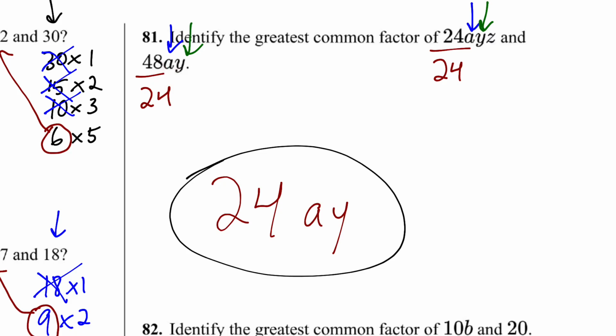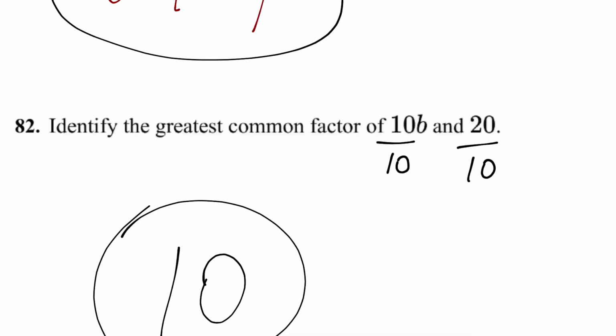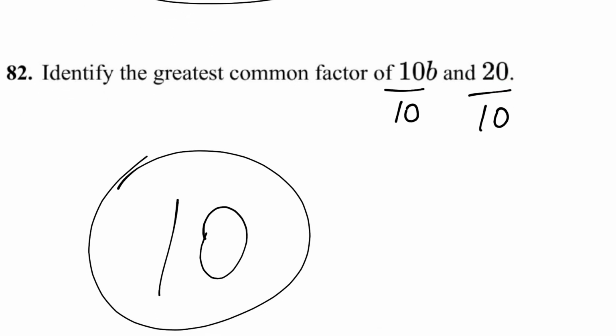Both of these have an A. Both of these have a Y. Do they both have a Z? No. So AY is part of the GCF, but Z is not. Try the smaller number. 10 goes evenly into 20. They don't both have a B, so my GCF is just 10.